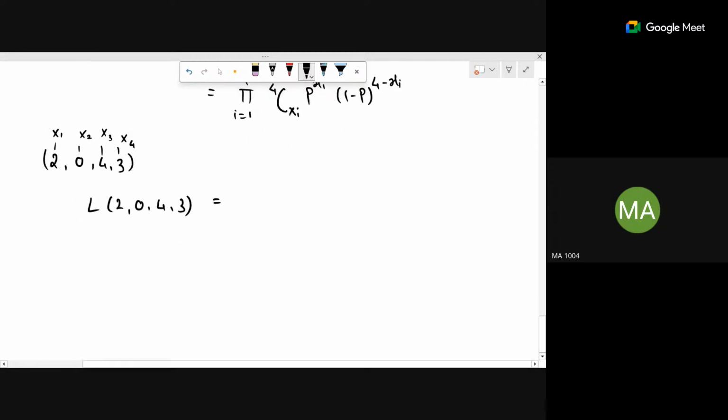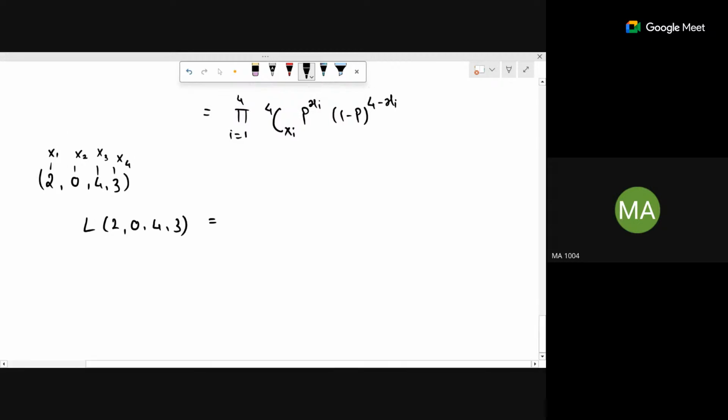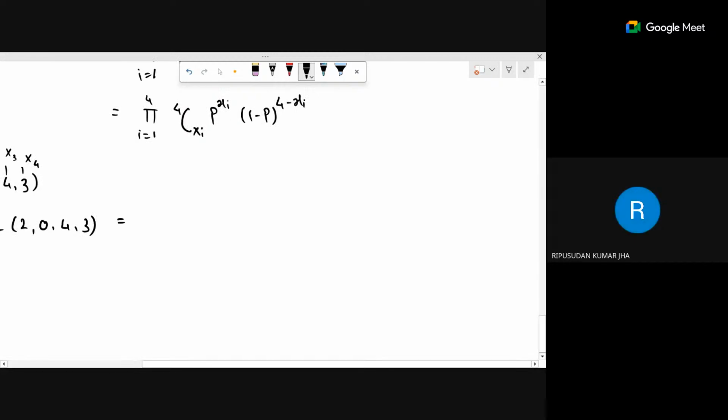Even though we can do it directly also, there is no problem with that. Okay. So do you want me to do it directly or by substituting the values? Directly.